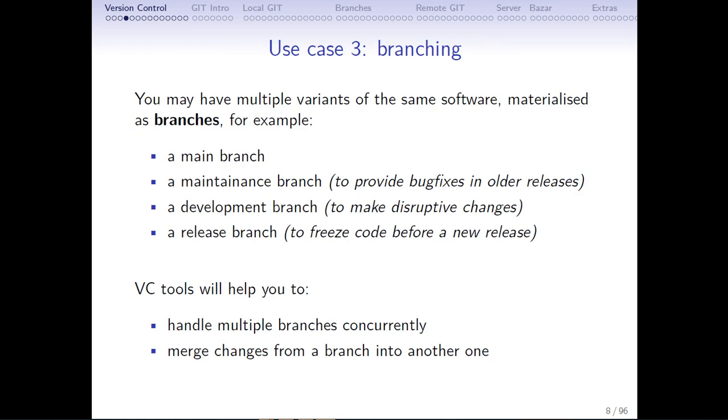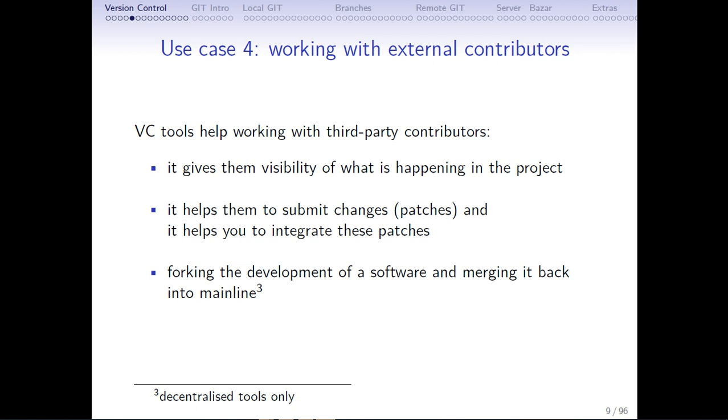And branching: you may have multiple variants of the same software materialized as branches. For example, a main branch, a maintenance branch, a development branch, a release branch. So a version control tool helps us to handle multiple branches concurrently and merge changes from a branch into another one.